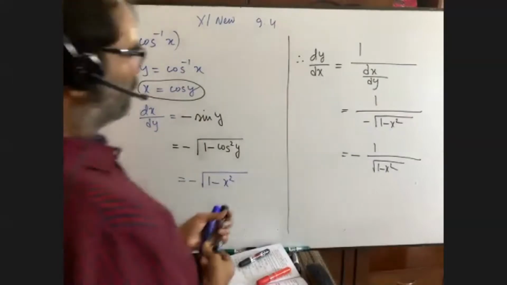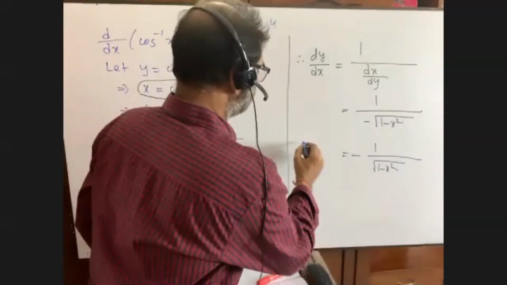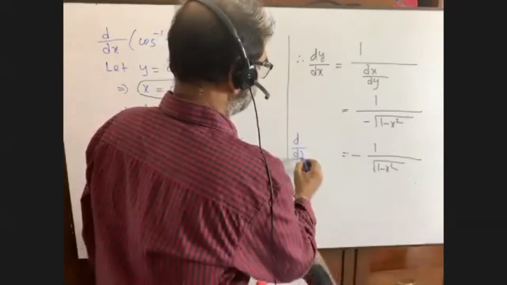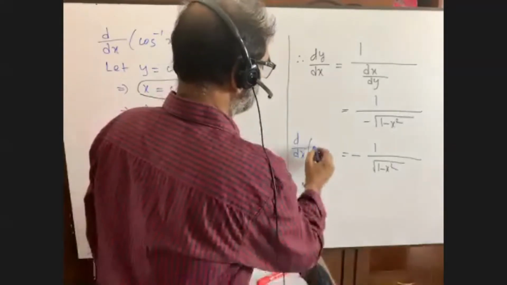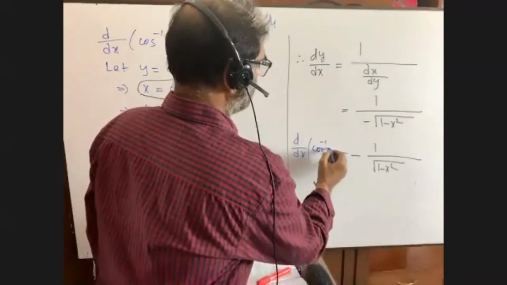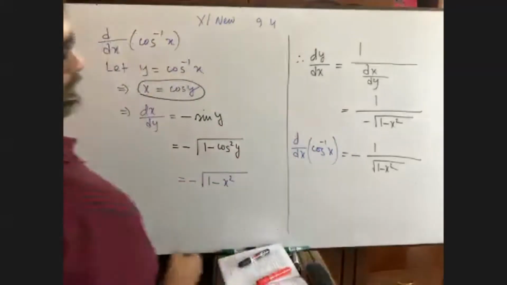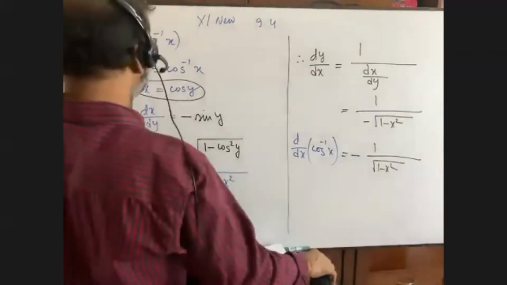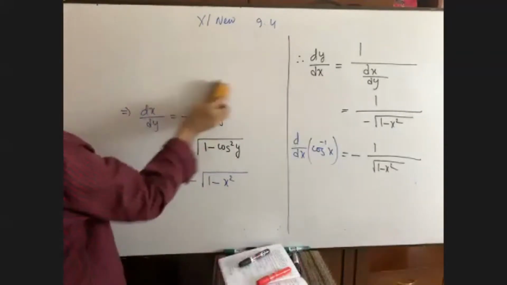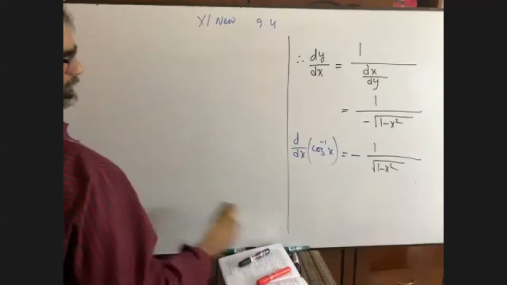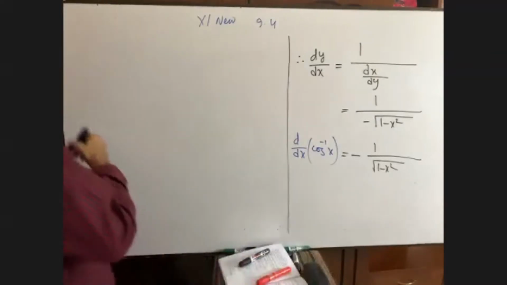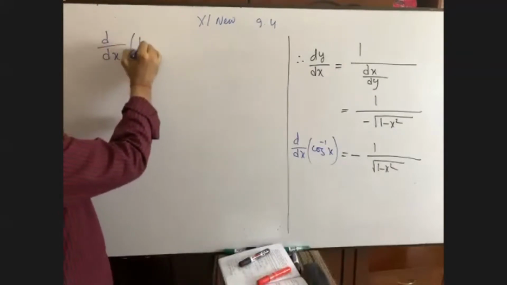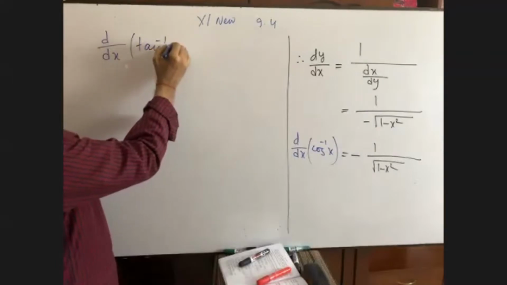That means here we would write d by dx. What is y? Y is here cosine inverse x. I think you all have got it right. Yes, sir. Now you have to find d by dx tan inverse x. Can you find it?